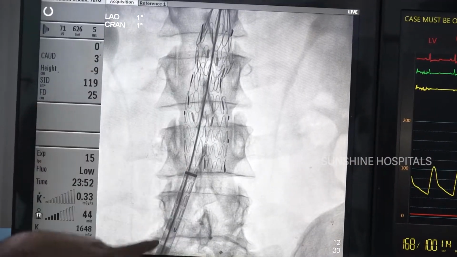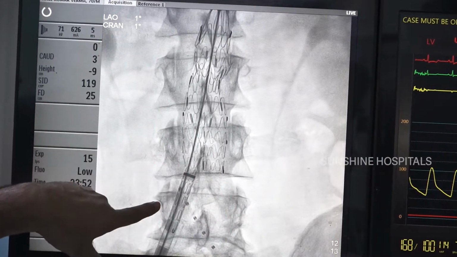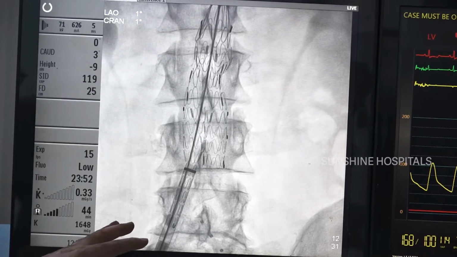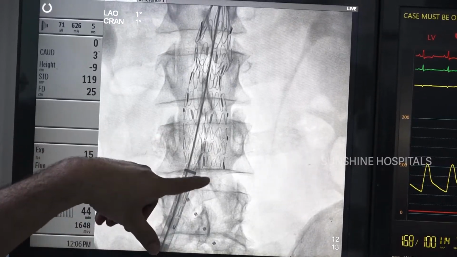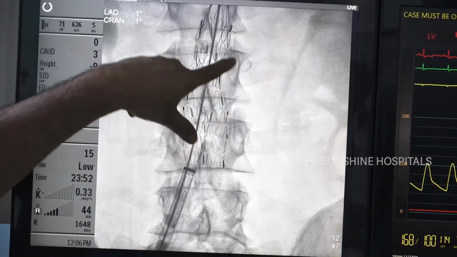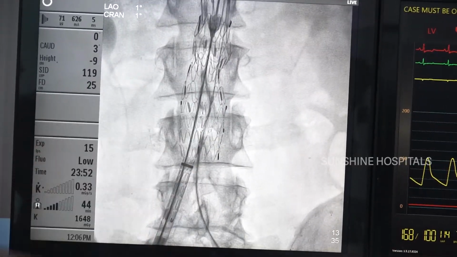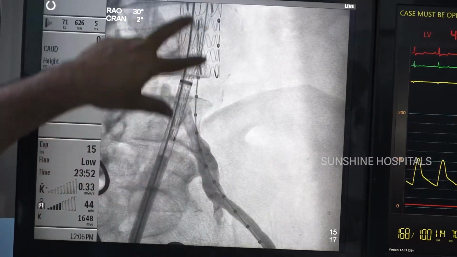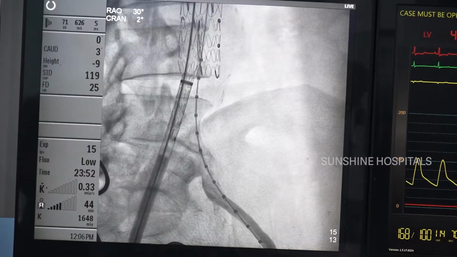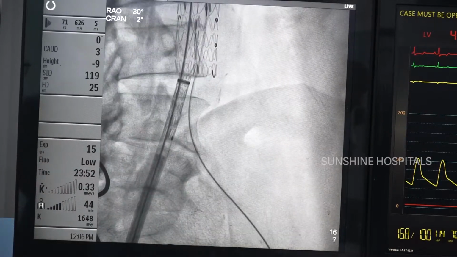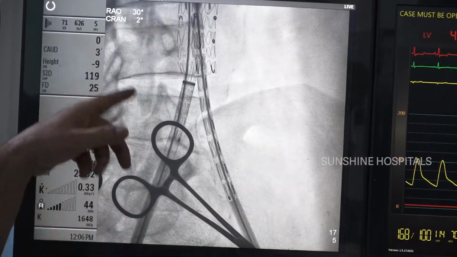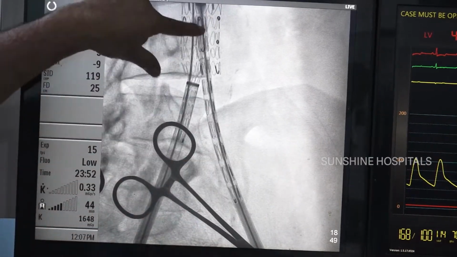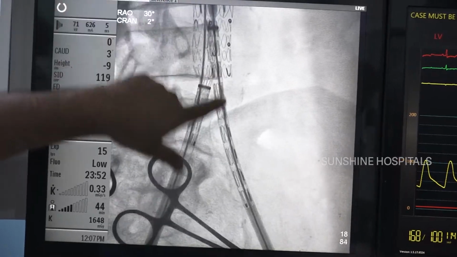Now, you can see this is the left limb, this is the right limb, this is a Y graft. So, now we are trying to cross the left limb using the left femoral approach using the JR catheter. Now, this is to assess the length, to what length we have to extend the left limb extension. This is AP view, go to the next, RA view, next.